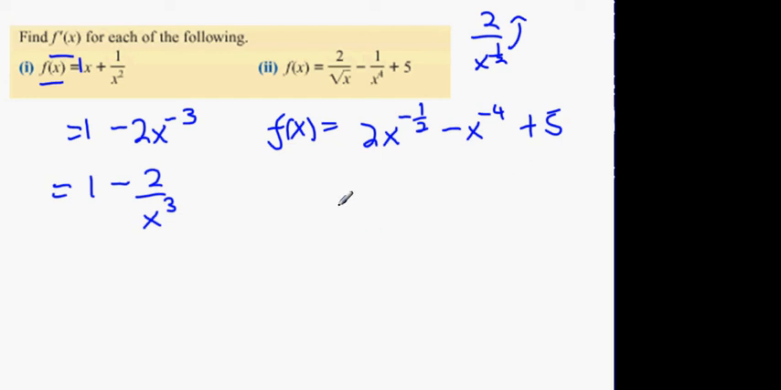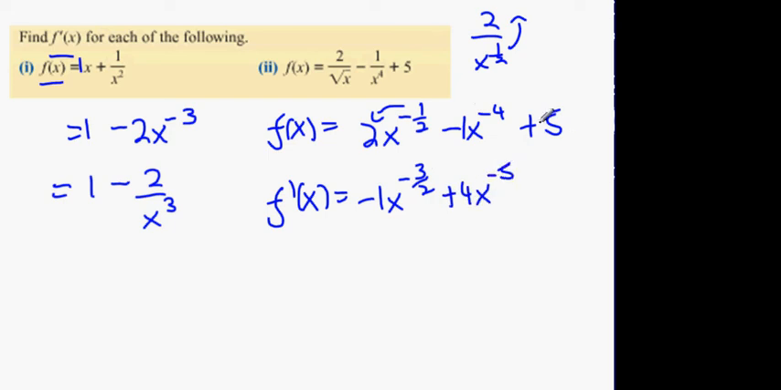Just me rearranging it. Now, f dash of x, like last time, you bring the power to the front and multiply it by the number that's already there. 2 times minus a half? Minus 1. Take 1 away from the power? Minus 3 over 2. Minus 4 goes to the front and multiplies by minus 1. Plus 4x to the minus 5.